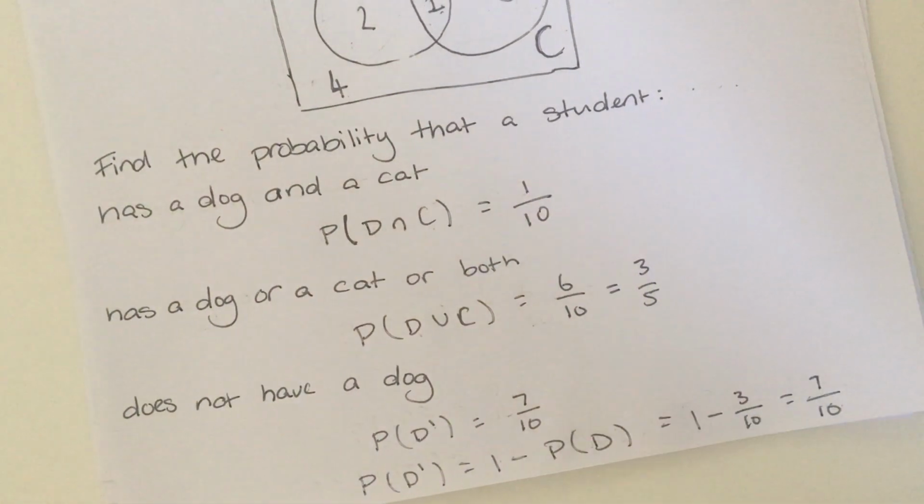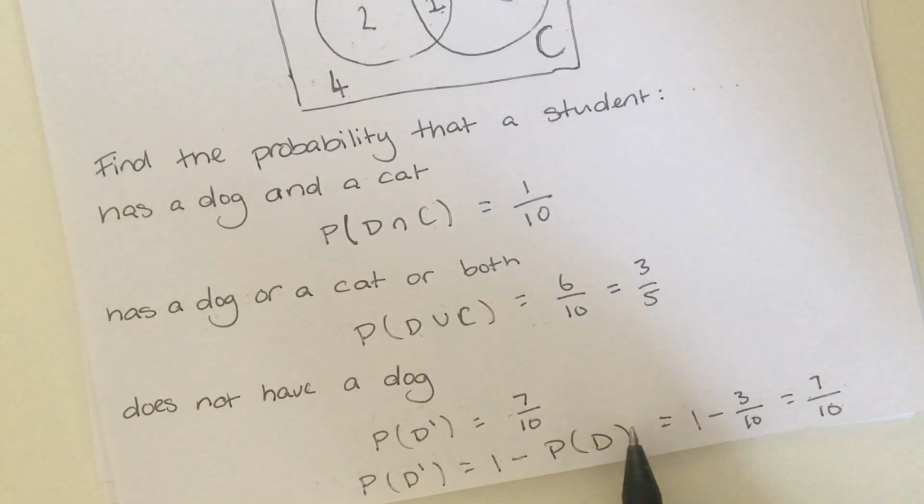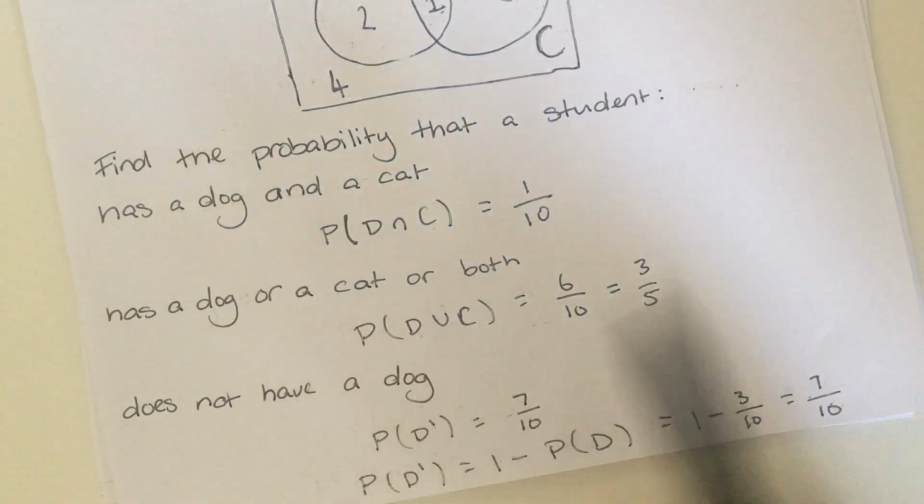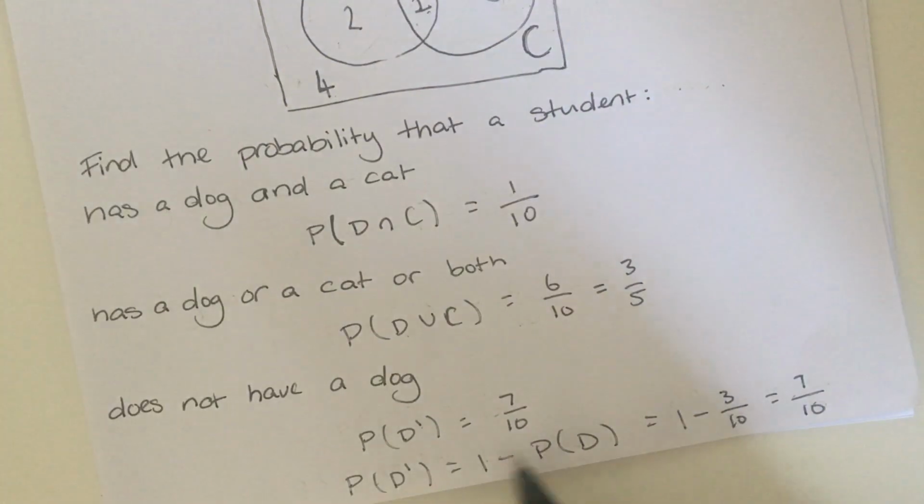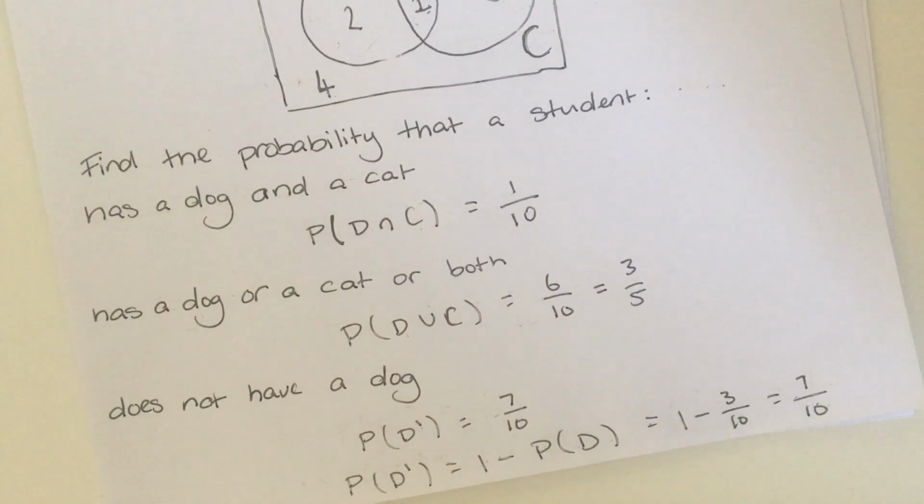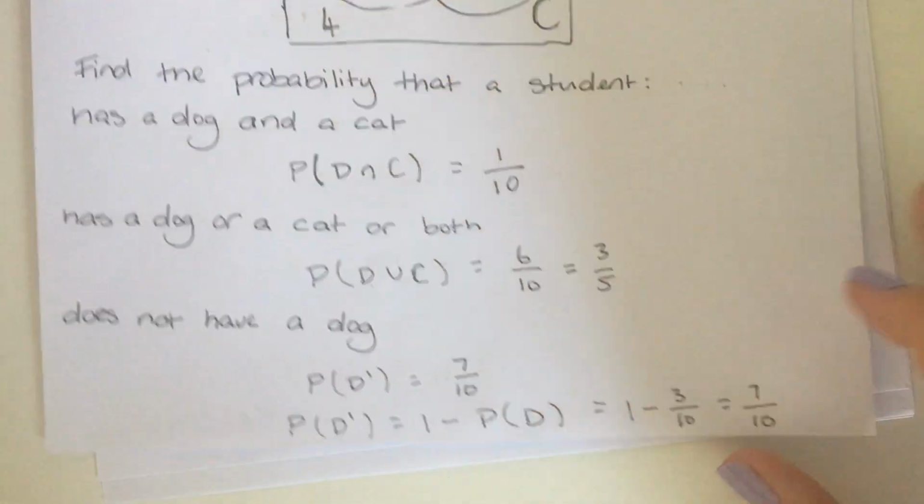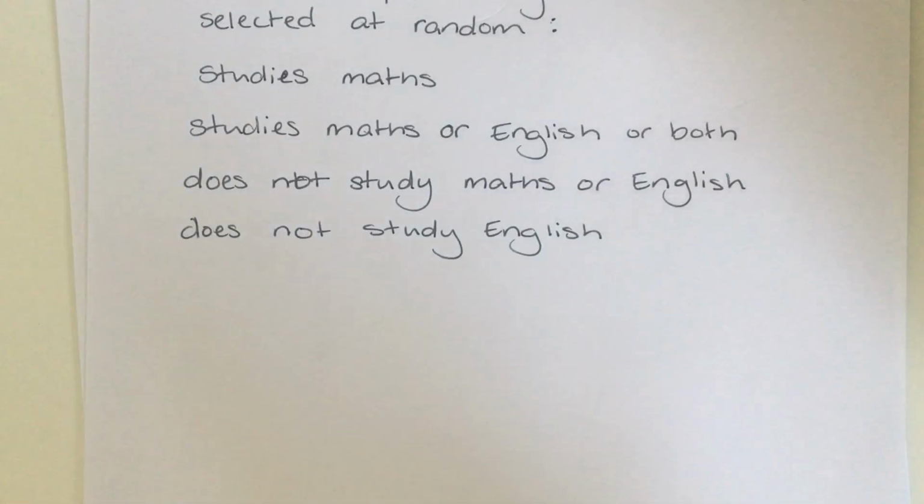This is a bit more long-winded in this example, but you might need to use this principle in future. If for some reason you can't work out the complement straight away from the diagram, you might need to use 1 minus the probability that it did happen. Okay, you can have a go at one yourselves now.